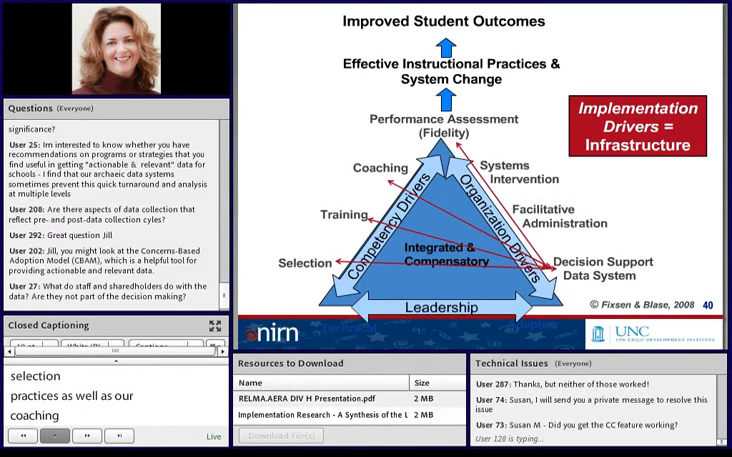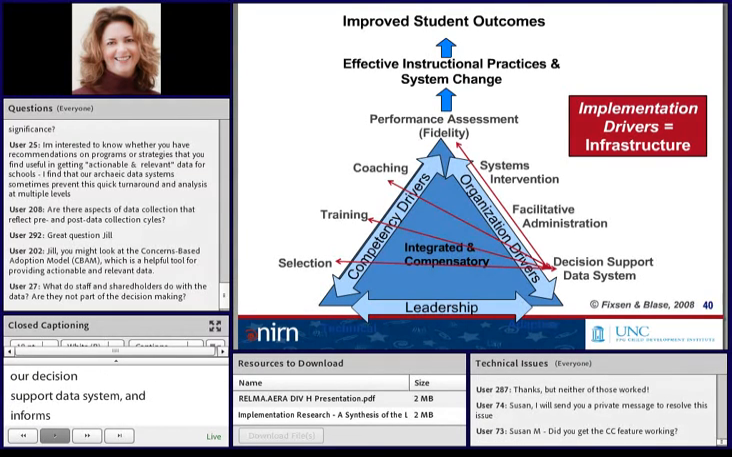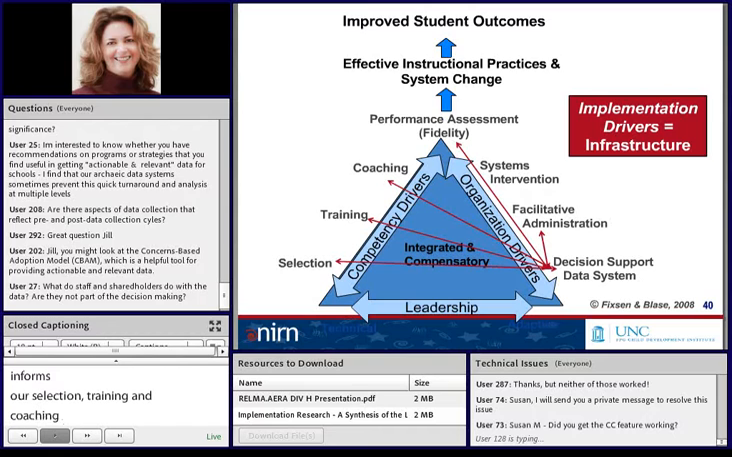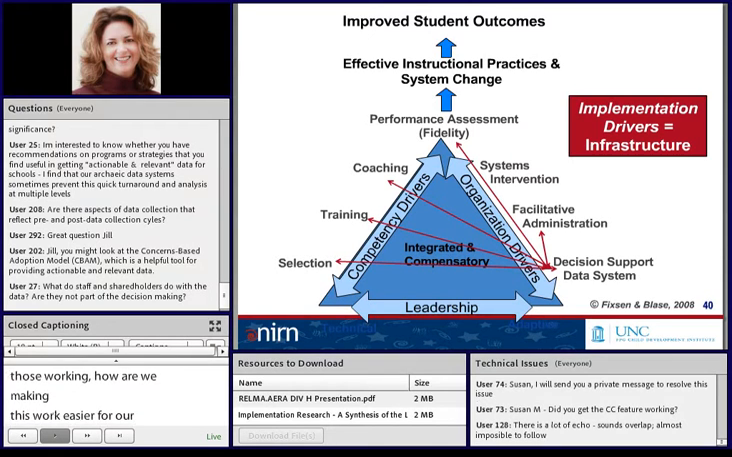Our fidelity data goes into our decision support data system. It informs our selection, training, and coaching practices, as well as what those facilitative administration or system intervention supports are, how well those are working, and how we are making this work easier for our staff when they're learning new practices and we're putting new ways of work into place. So data should be feeding forward, feeding backward, and feeding onto itself, all through the implementation drivers here.